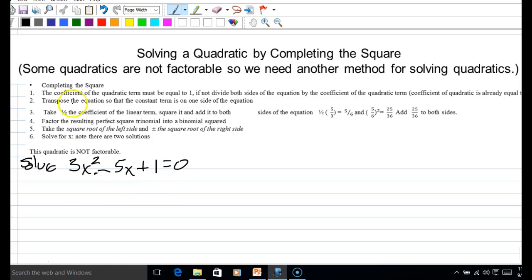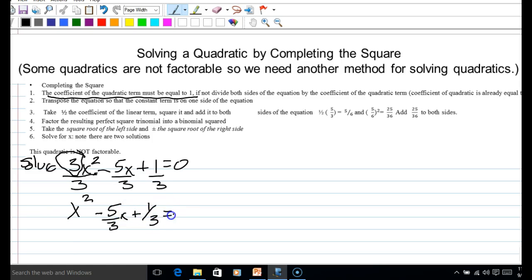Again, I've outlined the process of completing the square. If you're going to complete the square, the coefficient of the quadratic term must be equal to 1. Here, the coefficient of my quadratic term is not equal to 1, so therefore I've got to divide everybody through by 3. That gives me x squared minus 5/3 x plus 1/3 is equal to 0. So this is step 1.